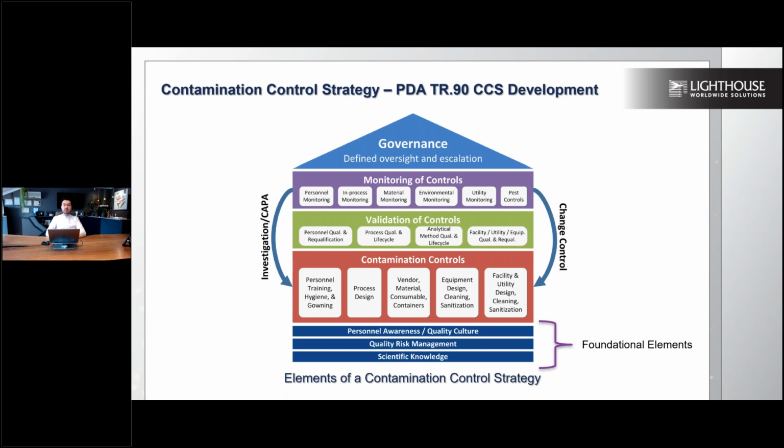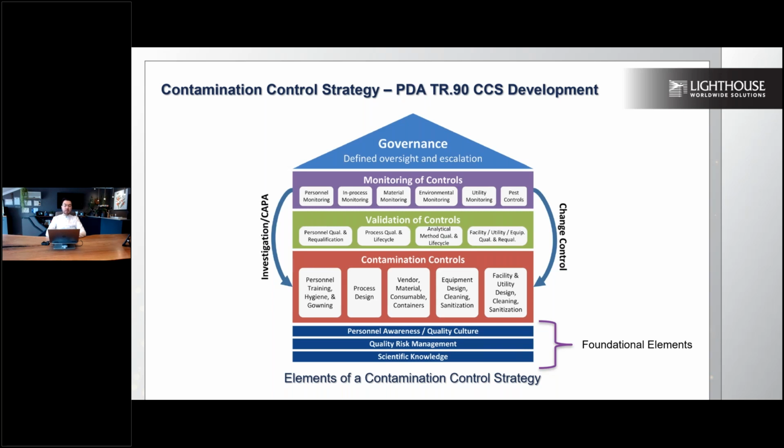Then the next level comes with the contamination control parameters. As you can see here, personal hygiene, training, and gowning is number 1. Then the process design comes next. Vendor, material, consumables, and containers. Then the equipment design, cleaning and sanitization. Then facility and utility design, cleaning and sanitization comes next. Anything that can introduce contamination to your clean room and to your process has to be identified at that level. Then validation of your controls.